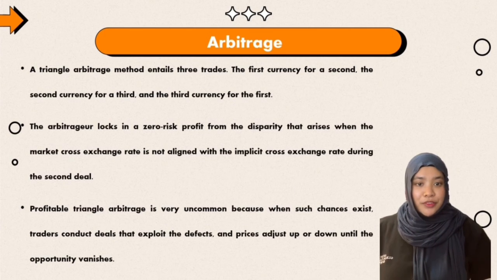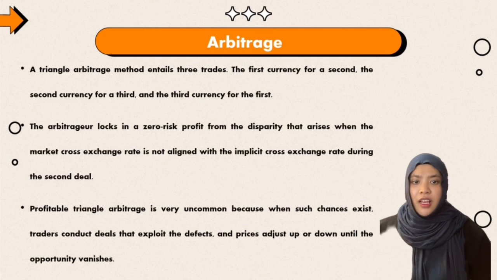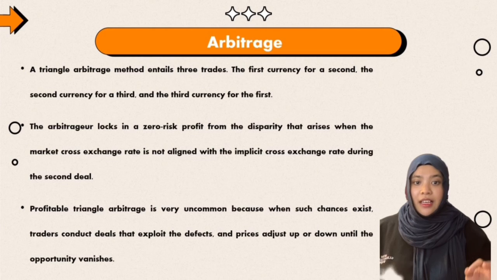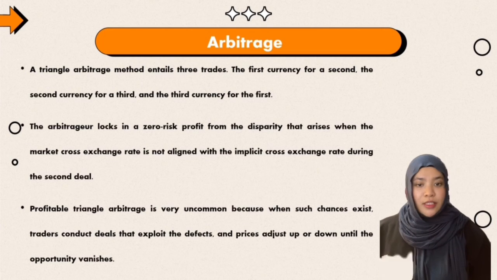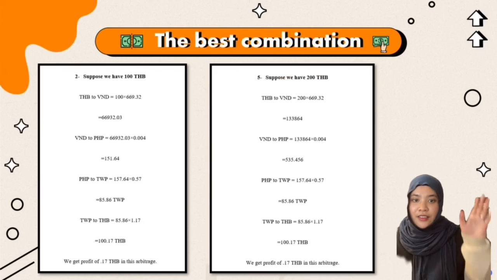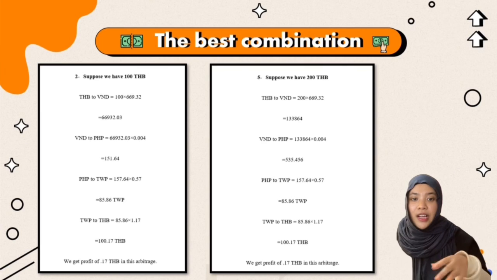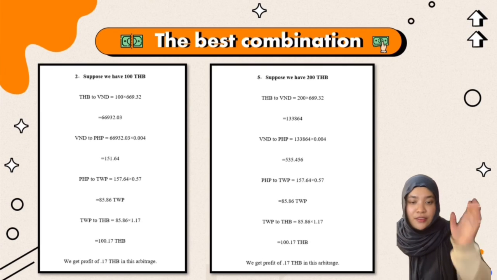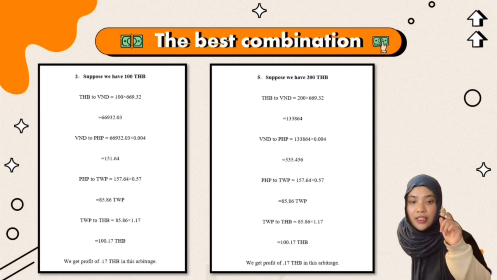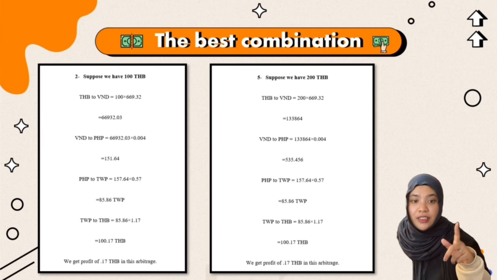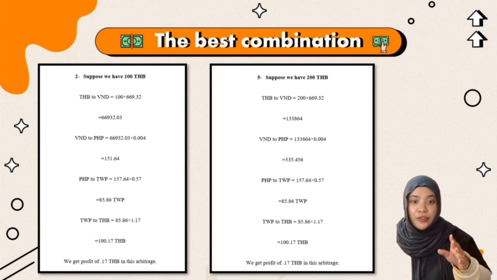Profitable triangle arbitrage is very uncommon because when such chances exist, traders conduct deals that exploit the defects and price adjusts up or down until the opportunity vanishes. So as we can see from the first picture, we're supposed to have 100 Thailand baht, and at the last of the arbitrage, we got 100.17 Thailand baht, so we can get a profit of 0.17 Thailand baht in this arbitrage.